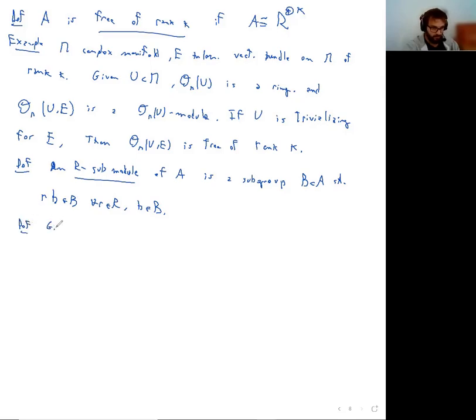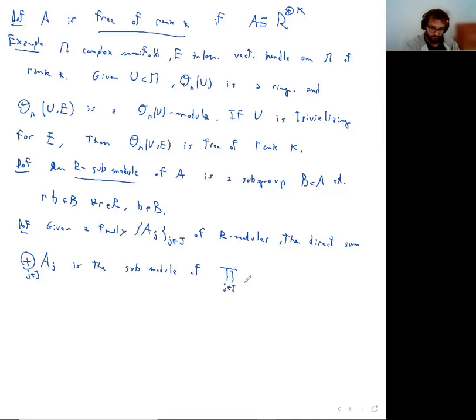A definition, given a family A_j, j in J, of R modules, the direct sum, which we denote like this, is the submodule of the infinite product given by elements (a_j), so with this I denote an element in here, yeah, such that a_j is equal to 0 for all but finitely many j in J.